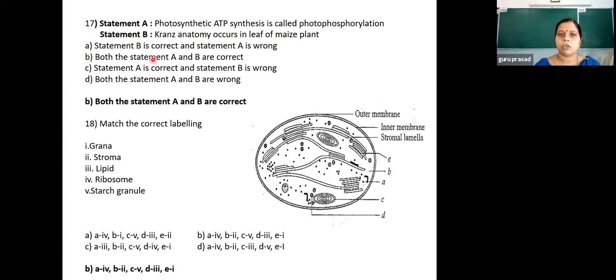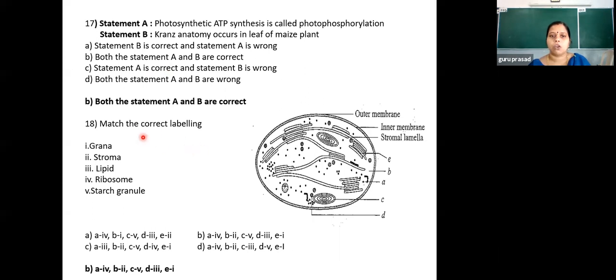So let's see the options we have to select here. Statement B is correct and statement A is wrong. No, both the statements are correct. Both statements A and B are correct. This is the right option. But the other two, statement A is correct, statement B is wrong, this is wrong. And both the statements are wrong, this is also wrong. So which is the correct option here? Both statements A and B are correct. Okay, so option B is the correct answer for question number 17. How can we answer such a type of question? We have to know the statements thoroughly, isn't it? If we know this, then only we can answer such questions.